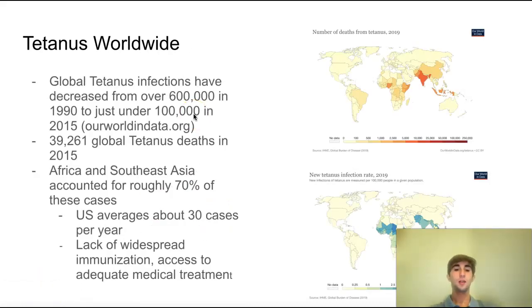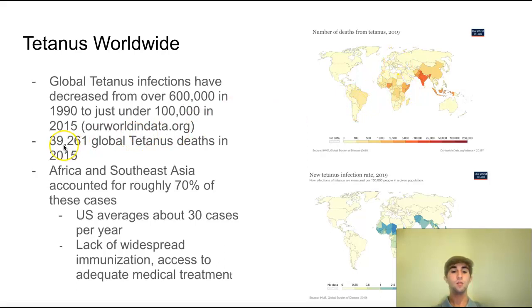So around the world, tetanus infections have decreased rapidly recently, and that's because of the push to spread the vaccination effort around the globe. In around 25 years, we've seen the number of infections drop by about 500,000 cases. So there's definitely progress being made. However, there's still certain areas around the world where tetanus is still prevalent, still relevant in that society.